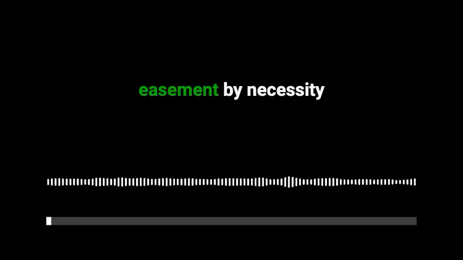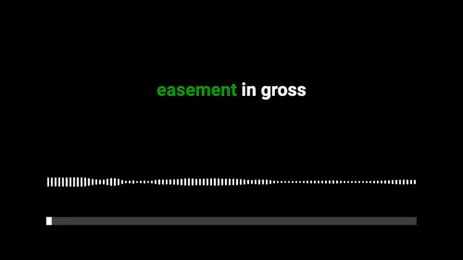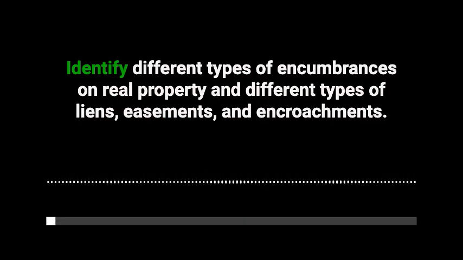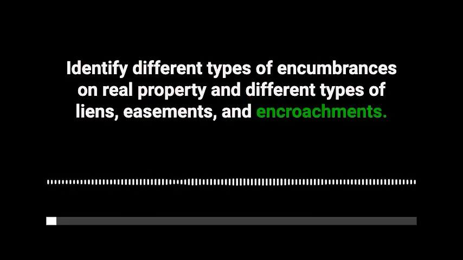Calculate various property taxes. Key terms: ad valorem taxes, assessment, deed restrictions, dominant tenement, easement, easement appurtenant, easement by necessity, easement by prescription, easement in gross, encroachment, encumbrance, general lien, judgment, license, lien, lien agent, lis pendens, machinery act, mass appraisal, mechanics lien, mill, octennial reappraisal, priority, servient tenement, special assessments, specific lien, tax lien, writ of attachment, writ of execution. Learning objective. Identify different types of encumbrances on real property and different types of liens, easements, and encroachments.